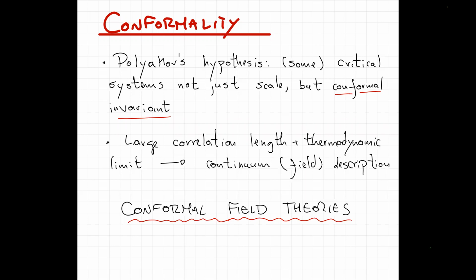At the same time, since we're considering these systems which have large correlation lengths, and we're also interested in the thermodynamic limit, of course, because these are macroscopic systems, it makes sense to have a continuum description. When you have a continuum, you talk about fields, for instance, fields which depend on the position in space-time. So if you put these two statements together, you want fields and you want conformal invariance, then you are led to conformal field theories.